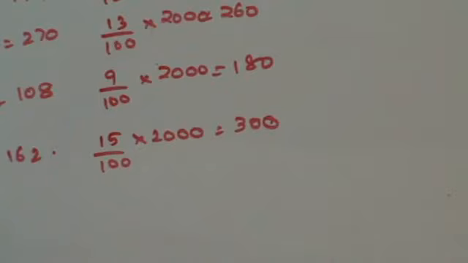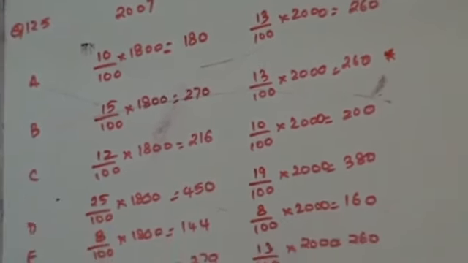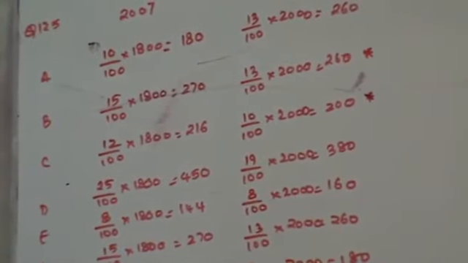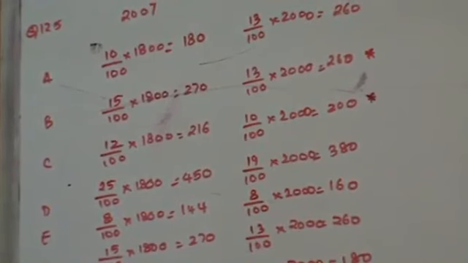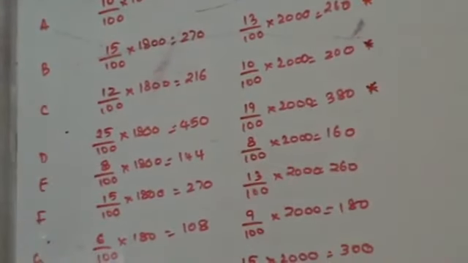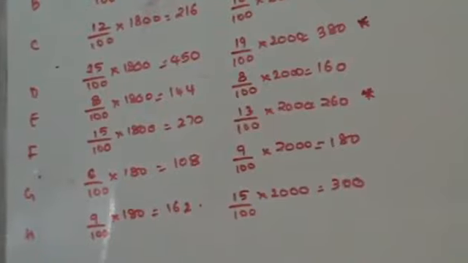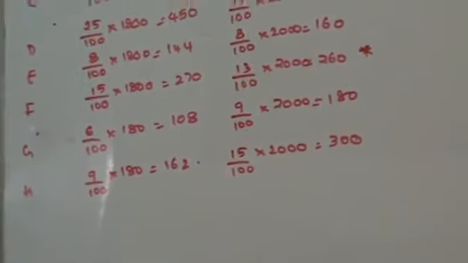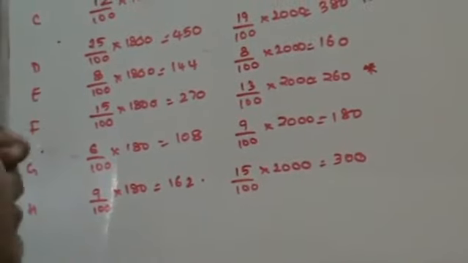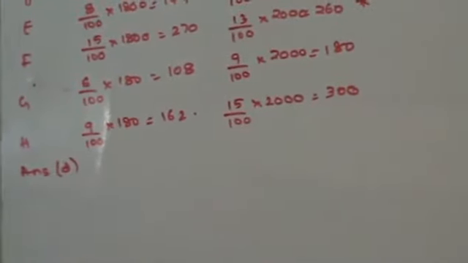Now, let's get back to the question. Which set of disciplines shows a decrease in the number of students? A has gone from 180 to 260, so it has not shown a decrease. B has shown a decrease; I'll put an asterisk on it because it has gone from 270 to 260. C has gone from 216 to 200, a decrease. D, 450 to 380, yes, a decrease. E, 144 to 160, an increase. F, 270 to 260, a decrease. G, 108 to 180, an increase. H, 162 to 300, an increase. So the answer is B, D. That is the group that has shown a decrease.